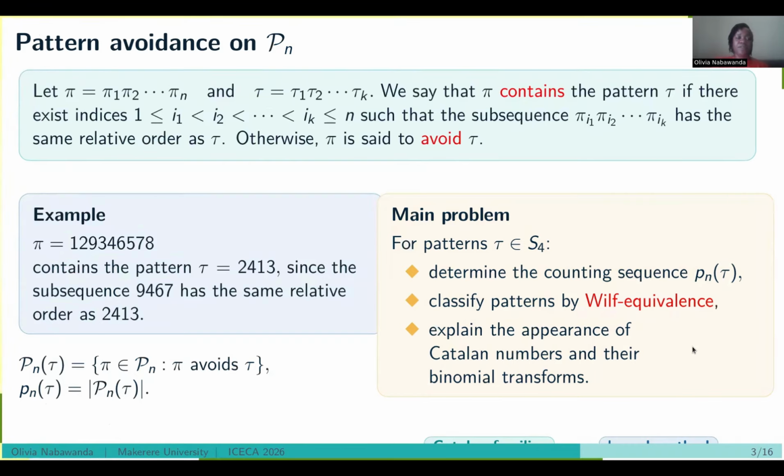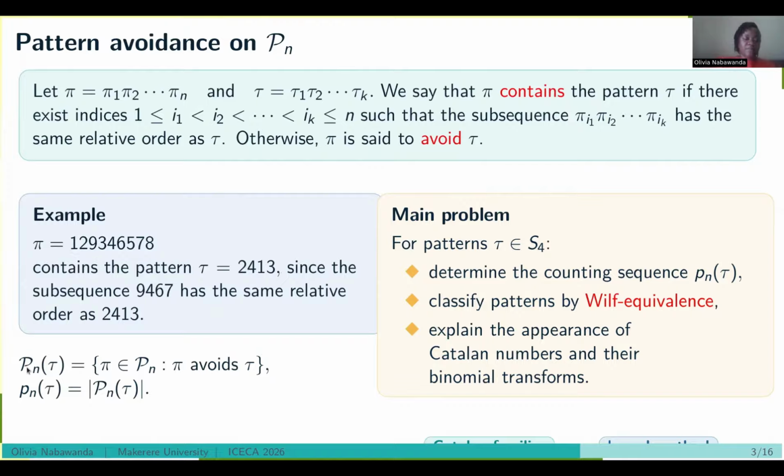Now, pattern avoidance. We say that a flattened partition pi contains a pattern tau if in pi we can find a subsequence that is order isomorphic to tau. Otherwise, we say that pi avoids tau. For example, in this flattened partition, we can see that it contains the pattern 2413 because of the subsequence 9, 4, 6, 7, which is order isomorphic to 2413.